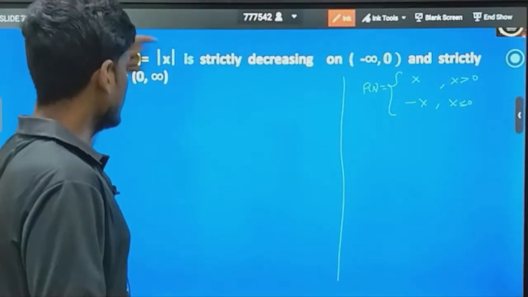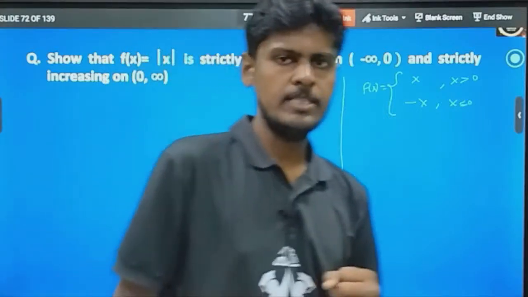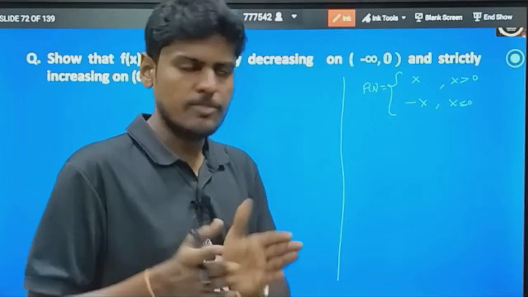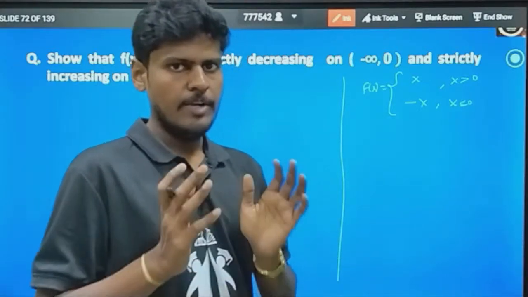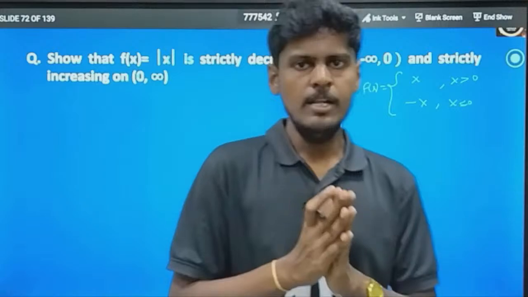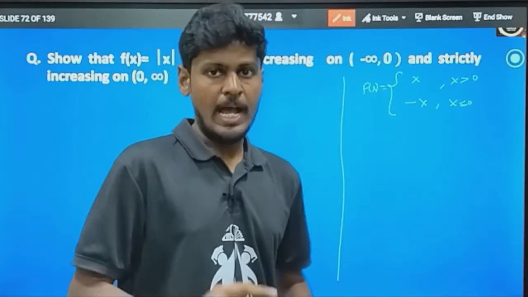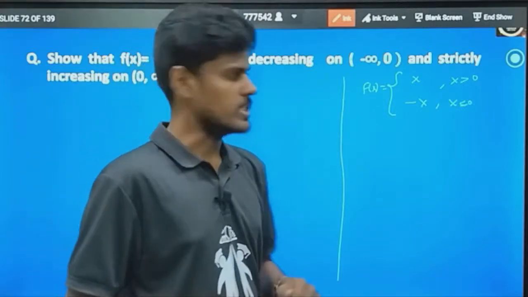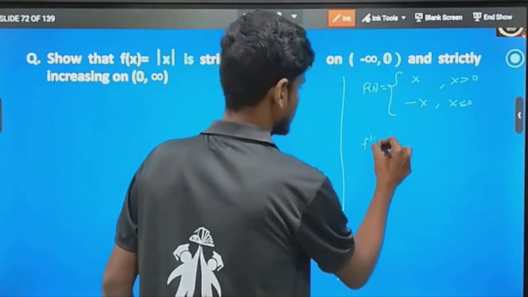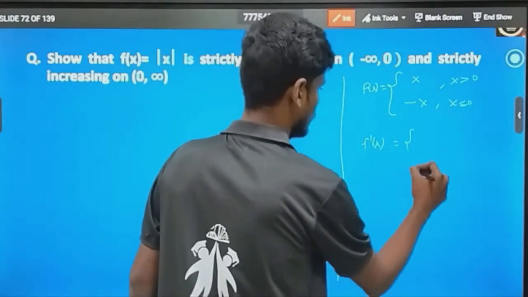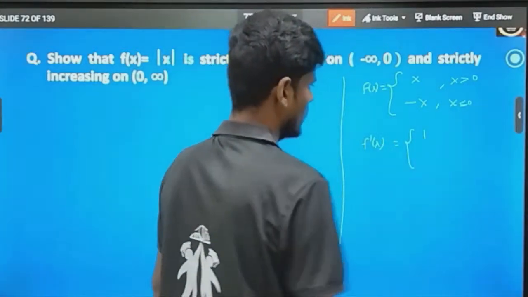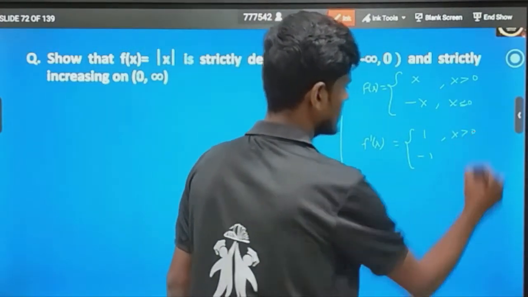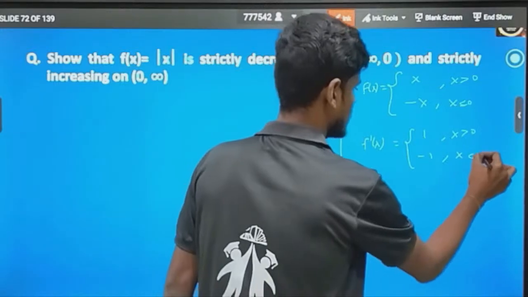Then what we need to do? By observation, we already know graph of mod x. Mod x is a v-shaped curve and it is continuous function. Whenever we have a continuous function in the open interval, that means we can differentiate directly. Otherwise, we should not differentiate directly. As we already know, mod x is a continuous function. That means we can write f dash of x directly. F dash of x will be equal to differentiation of x, that is 1, and differentiation of minus x, that is minus 1 in the corresponding intervals, that is x greater than 0 and x less than 0.